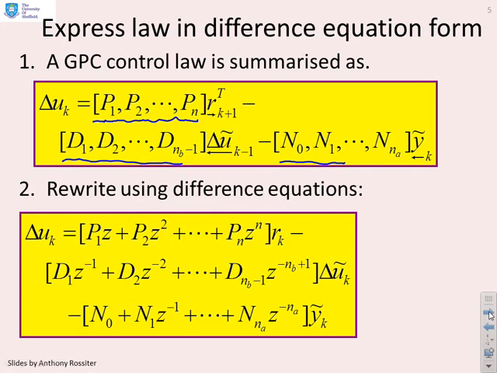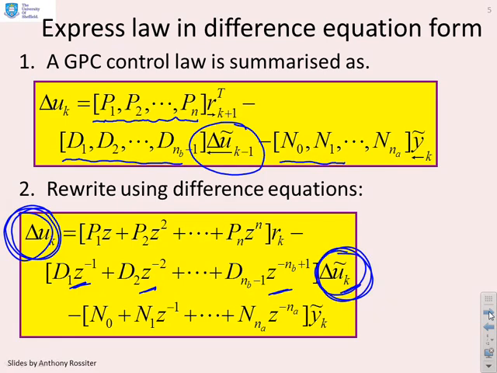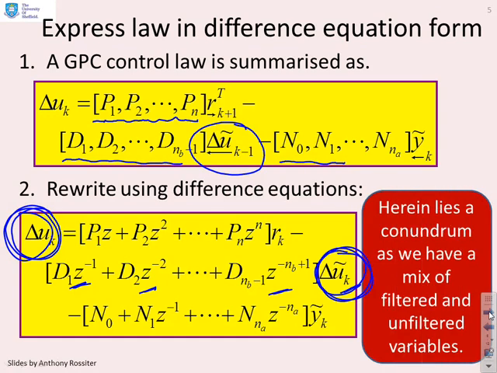So basically, instead of writing delta u tilde past, I can now just write delta u tilde_k, and you'll see I've got all these z^-1, z^-2, and so on. So it's an equivalent representation. I'm not going to dwell on that because we did that in the earlier video. But the key thing to note is I've got a delta u_k here, but a delta u tilde_k here. And that's our conundrum. We've got a mix of filtered and unfiltered variables. So how are we going to get ourselves out of this?